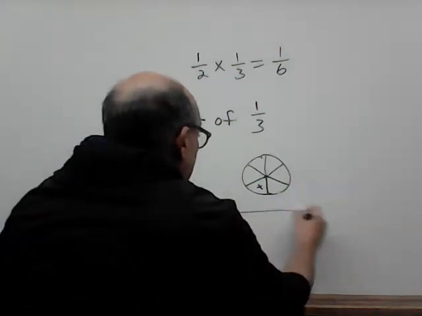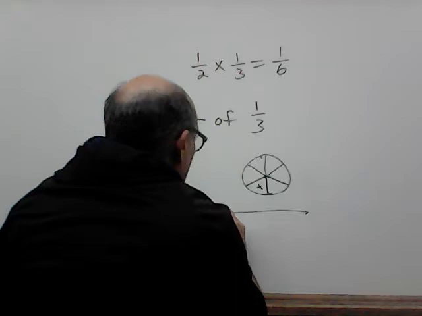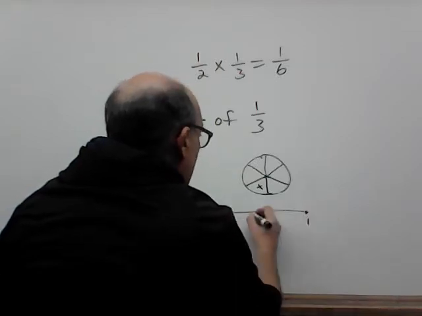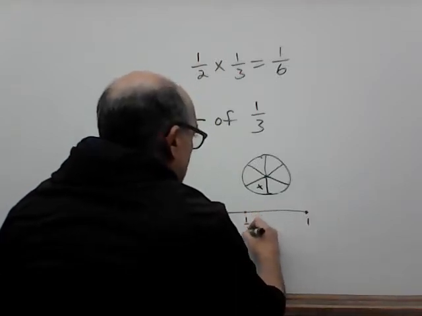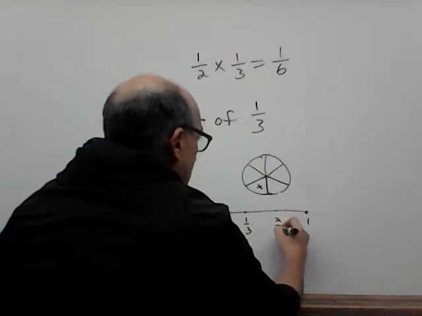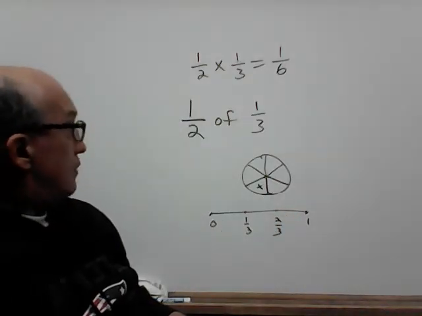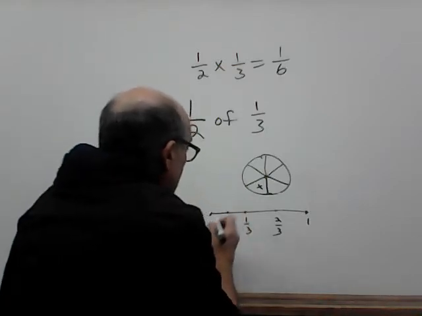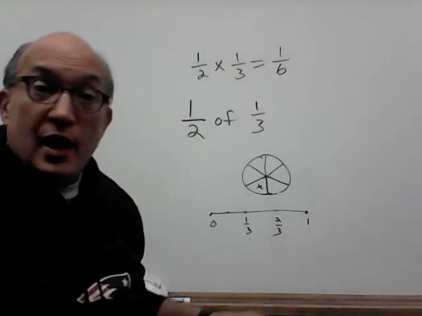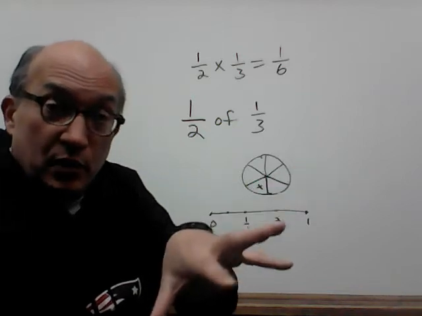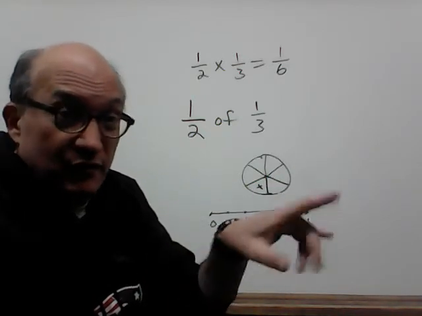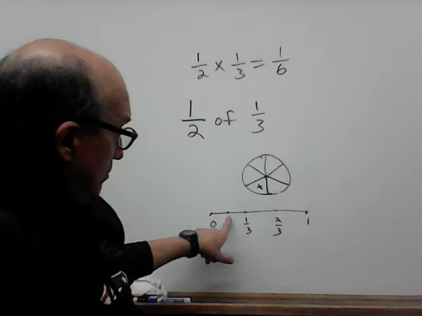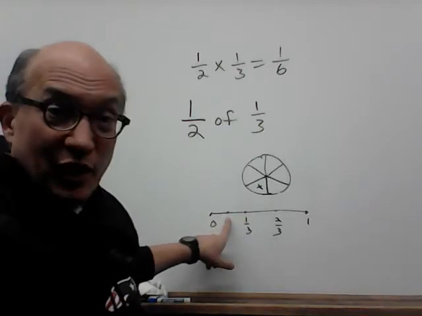On the number line, there's 0, there's 1. 1/3 would be about there. 2/3 would be about there. And if we're interested in what is half of 1/3, it would be this point. Now, again, a lot of young people who know that half of a half is a fourth, they may not be able to look at this number line and say that that's 1/6.